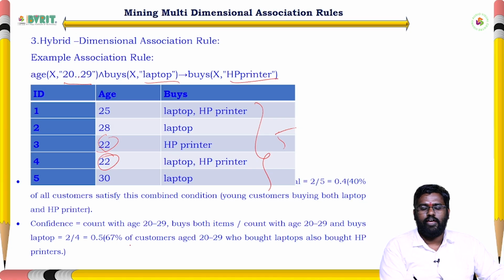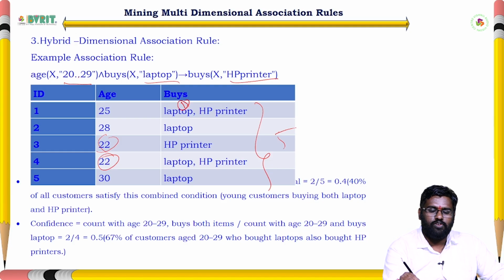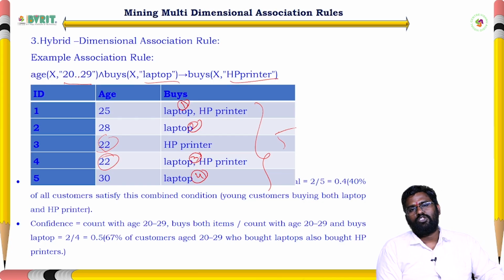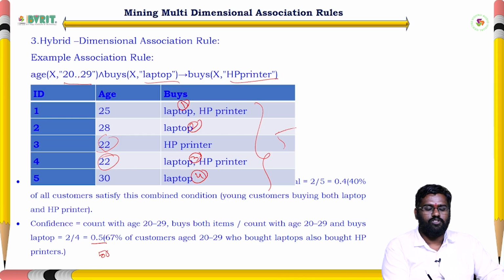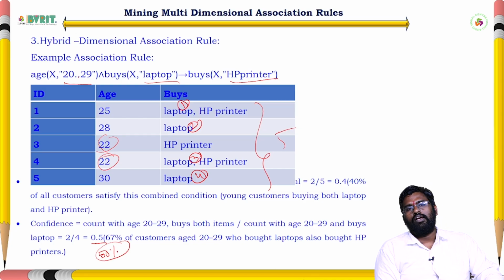Now coming to the next one, age 20 to 29, buys both items. Both items means laptop and HP printer, which contains only 2, divided by the laptops. They are having 4 laptops: first one, second one, third one and fourth one. So 2 by 4, that means they are having 50% of chances to buy both laptop and HP printer at the age of 20 to 29. That is about mining multi-dimensional association rules.